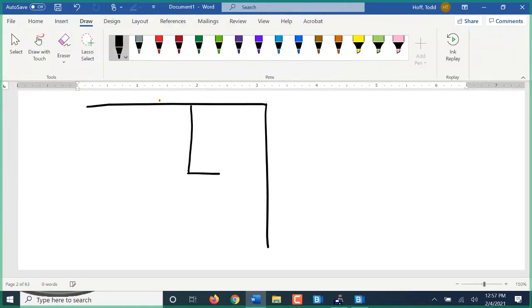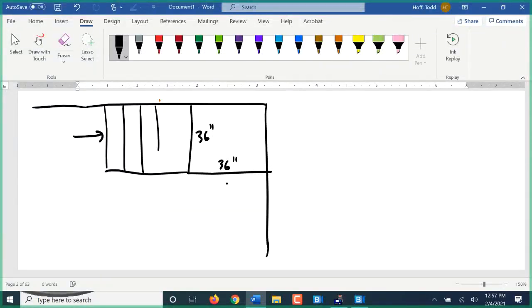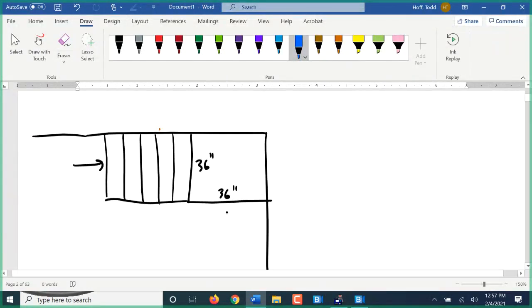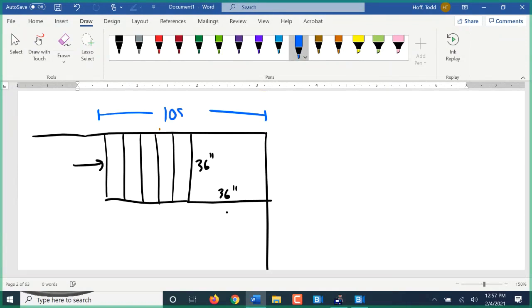So we're going to have a landing here in the corner, 36 inches by 36 inches. Put this on again. And we're going to come into our staircase from this side. And here's what we have. Now let's say we have 108 inches of space to work with.